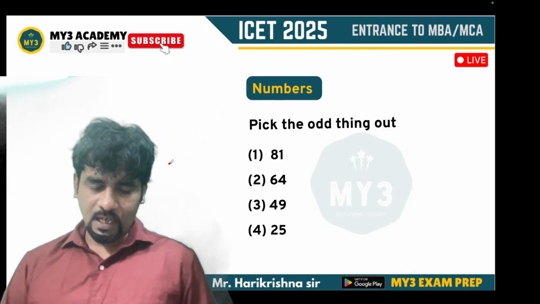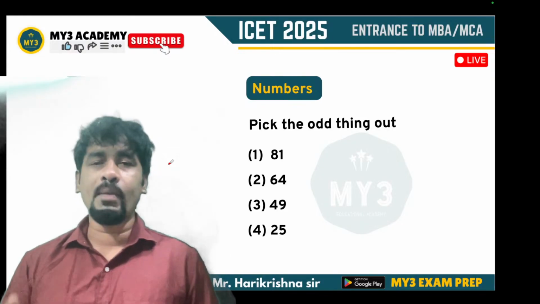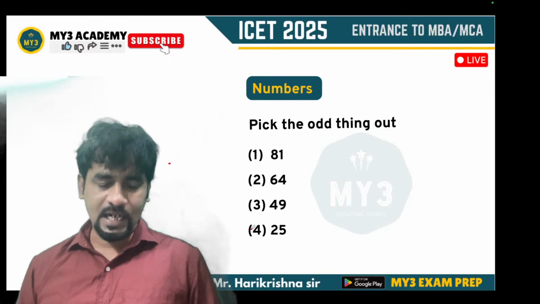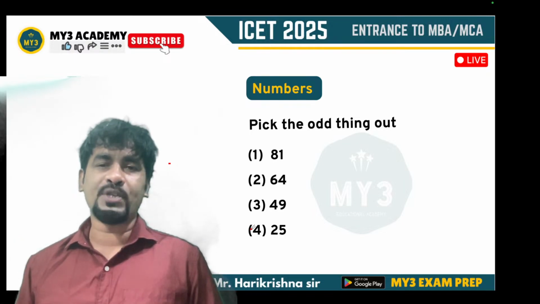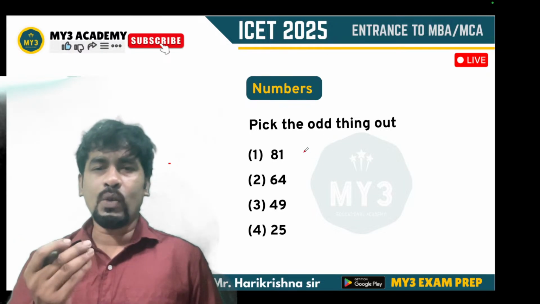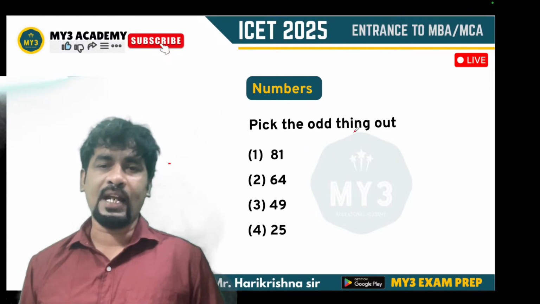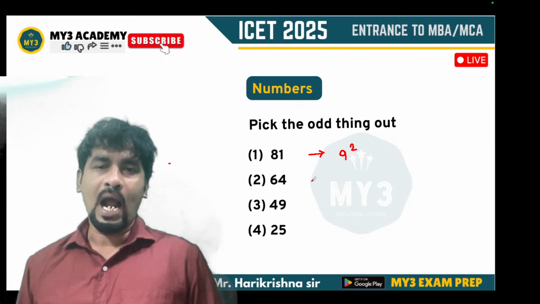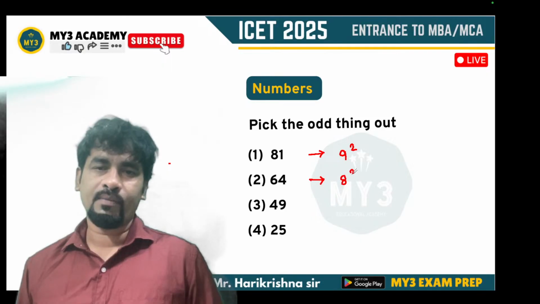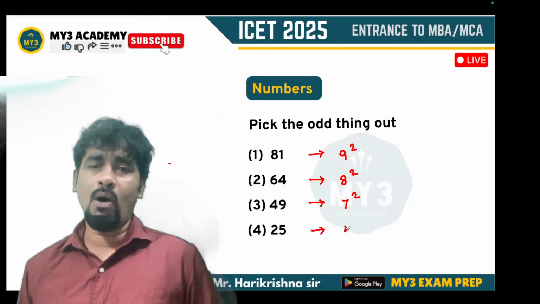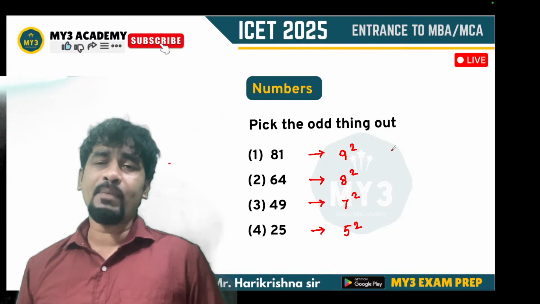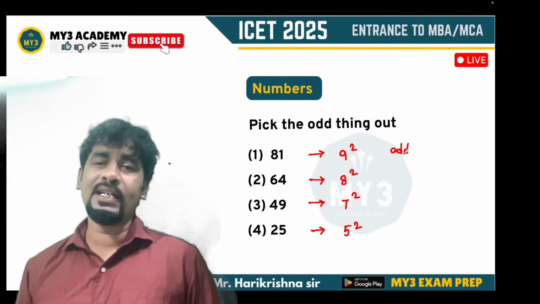So the first question which we are trying to see here is: what is the odd man out? The options are 81, 64, 49 and 25. Out of these four option choices, which is the odd man out? By looking at 81, 64, 49 and 25, immediately we can say 81 is 9 square, 64 is 8 square, 49 is 7 square and 25 is 5 square. So all are square numbers. There is nothing different to fix the odd man out here. So then what can be the logic? If you look, this is 9 square, and 9 is an odd number.